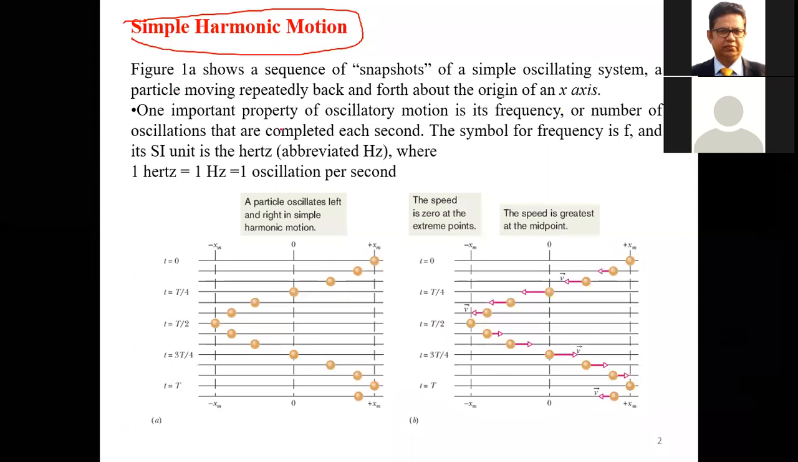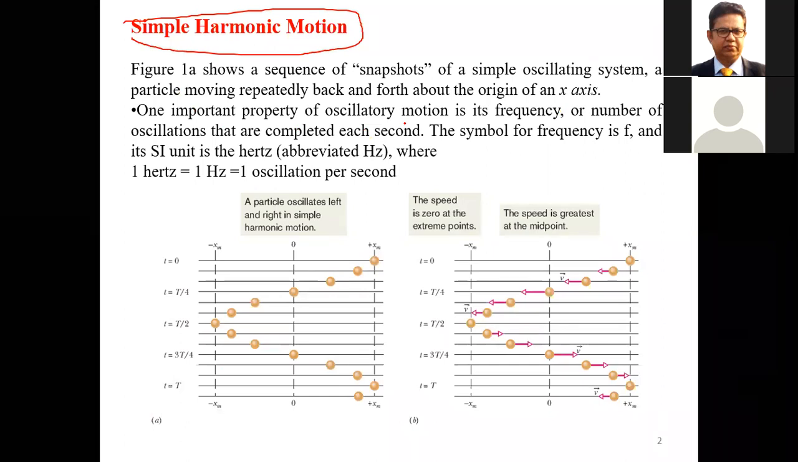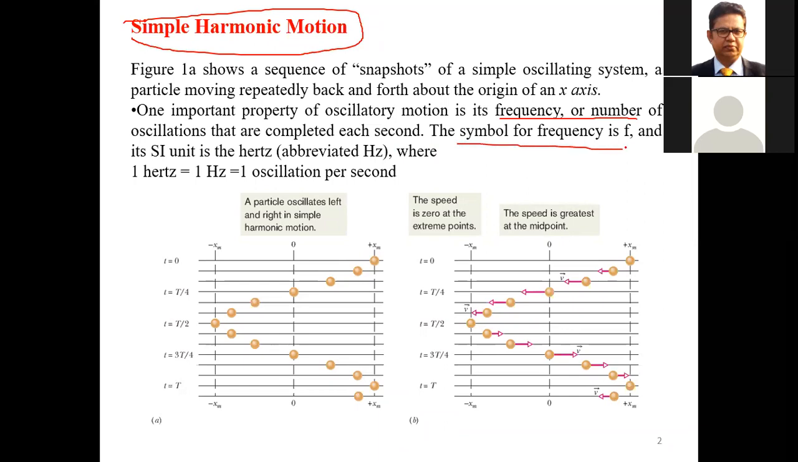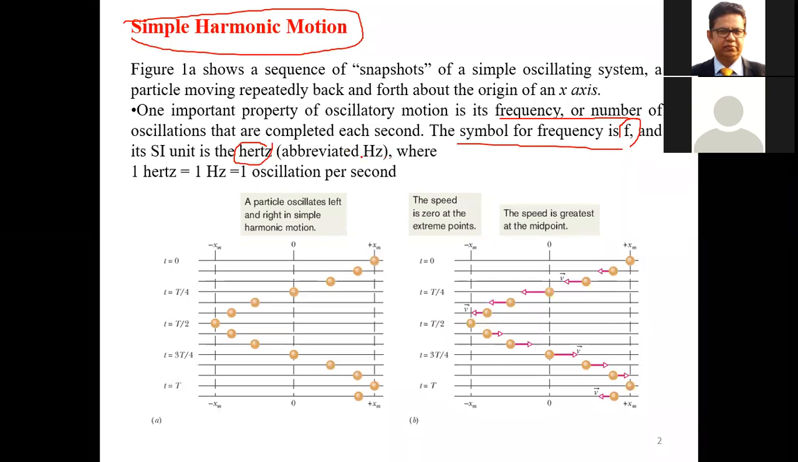One important property of oscillatory motion is its frequency, the number of oscillations that are completed each second. That is denoted by f, and the SI unit of frequency is hertz, in honor of the German physicist Heinrich Hertz. We write it as Hz, where 1 Hz is 1 oscillation per second.